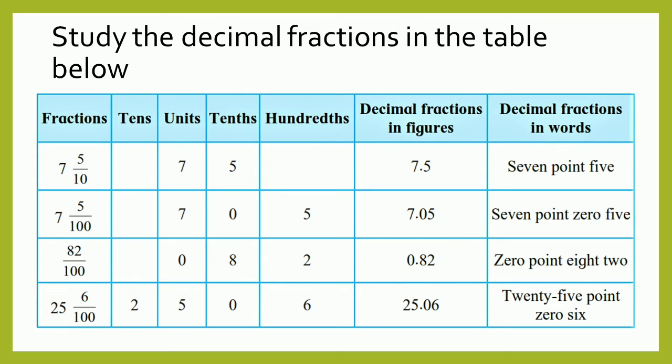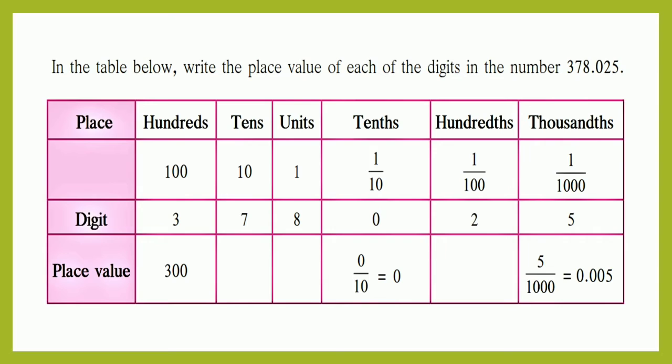Now the next number is 82 upon 100. There is no integer part, so we write the unit place as 0. The tenth place is 8 and the hundredth place is 2. So we can write 0.82. The next number is 25 and 6 upon 100. So at the tens place there is a 2 and at the units place there is a 5. But there is no digit at the tenth place, and we can write 6 at the hundredth place. So the decimal fraction is 25.06.